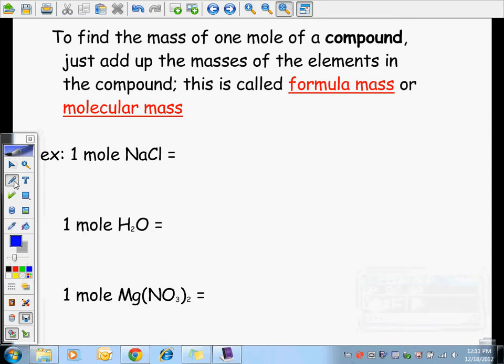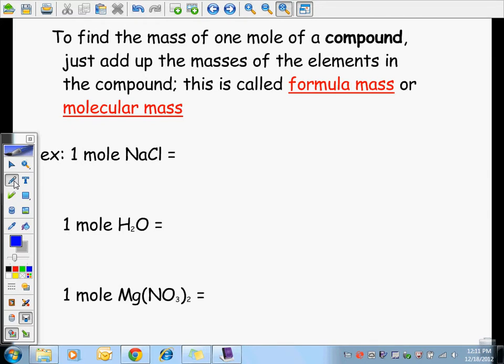So, we already kind of went over this when we looked at the test tubes. We're going to take the elements, add them up, and that will give us the formula mass if it's an ionic compound, or the molecular mass if it's a covalent compound. So what I want you to do is look up each element separately, and then we can add them together.